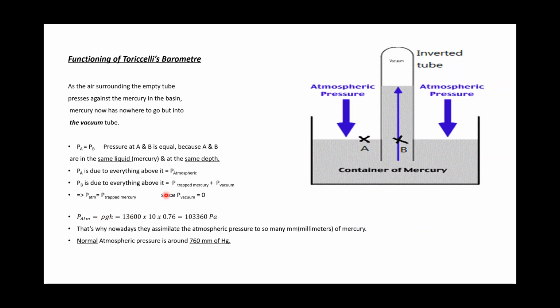The density of the liquid used is that of mercury, 13,600. g is given as 10. The height he measured from here to here, and found to be 76 centimeters, converted into meters. That yields about 100,003 pascals. So it could be measured in millimeters of mercury, in centimeters, in meters, whatever unit of mercury you wish. So the atmospheric pressure is assimilated to millimeters or meters, a length of mercury.